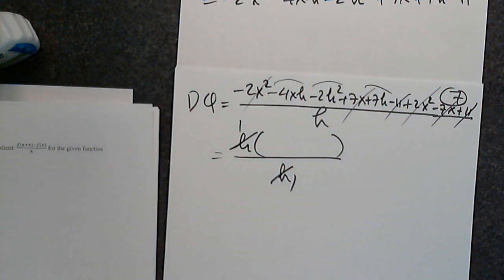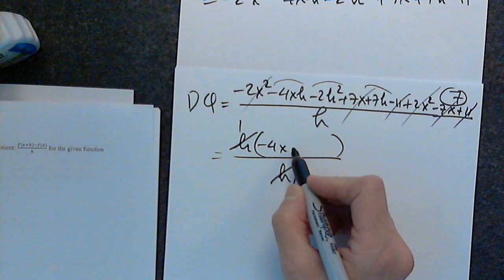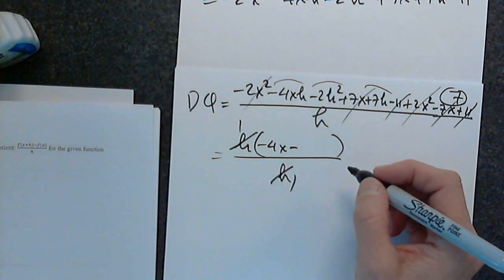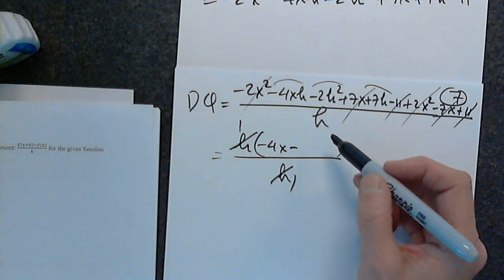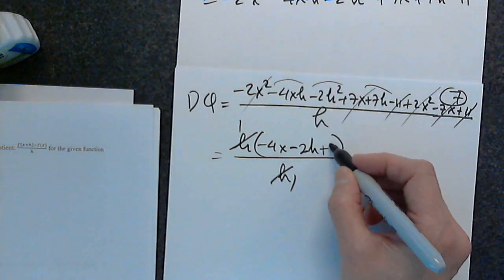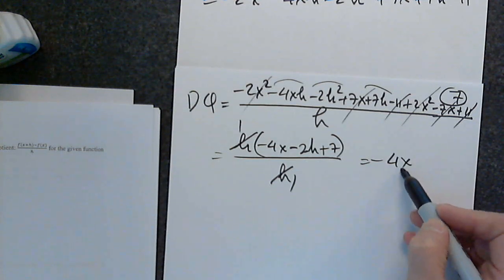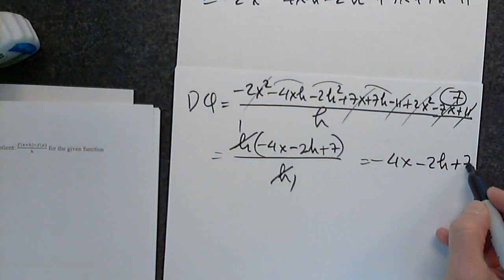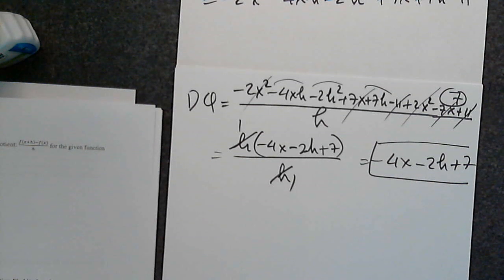Good, perfect. So then what is left in parentheses at the top? It has to be 3 terms. Good. So then the answer is negative 4x minus 2h plus 7. And this is basically the rate of change of a function at any point, when certain conditions are fulfilled.